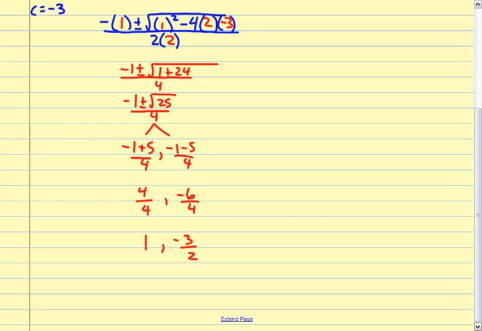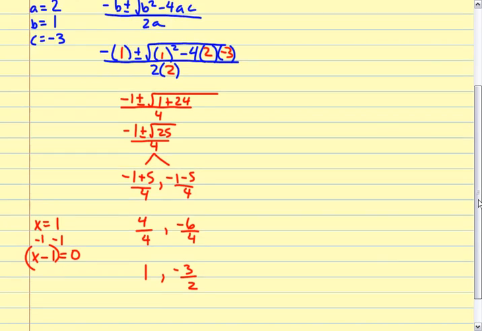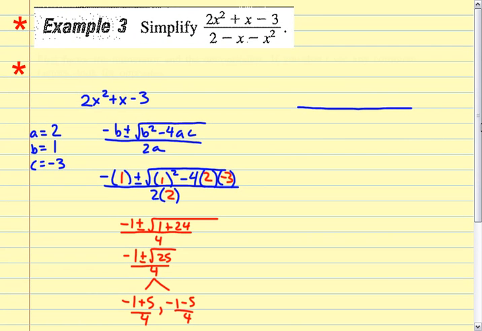Okay, so what are my factors? Well, if x equals 1, I subtract 1 from both sides, and I get x minus 1 equals 0. That's one of my factors. Okay, now I can go back up here, and right over here I can say x minus 1. Now I can go back down and use the other answer to find the other factor, or I can just say x times what gives me 2x squared? Well, times 2x. And minus 1 times what gives me negative 3? Plus 3. Okay, that's the other factor.